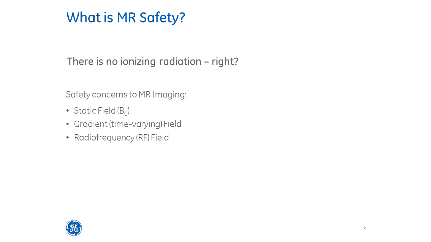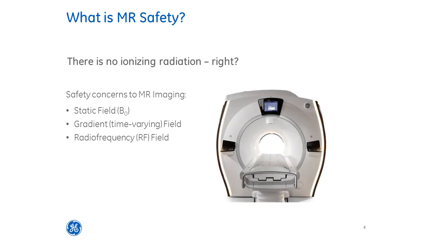MR safety. Why is it important? There is no ionizing radiation in MR, unlike CT, where there is a low dose. In MR, it is no dose. But there are three main MR safety concerns when it comes to MR imaging: the static field, also known as B0, the gradient or time-varying field, and the radio frequency or RF field, which is also known as B1. All of these will be covered in detail in this training.